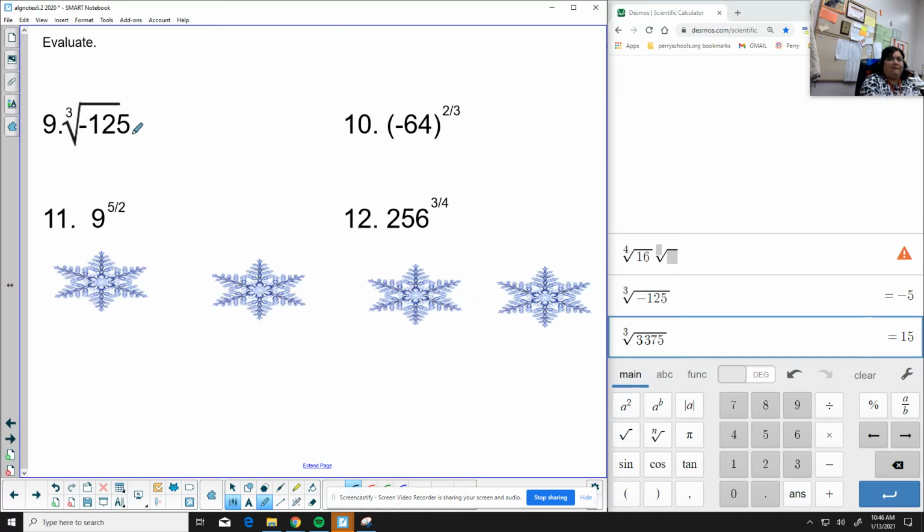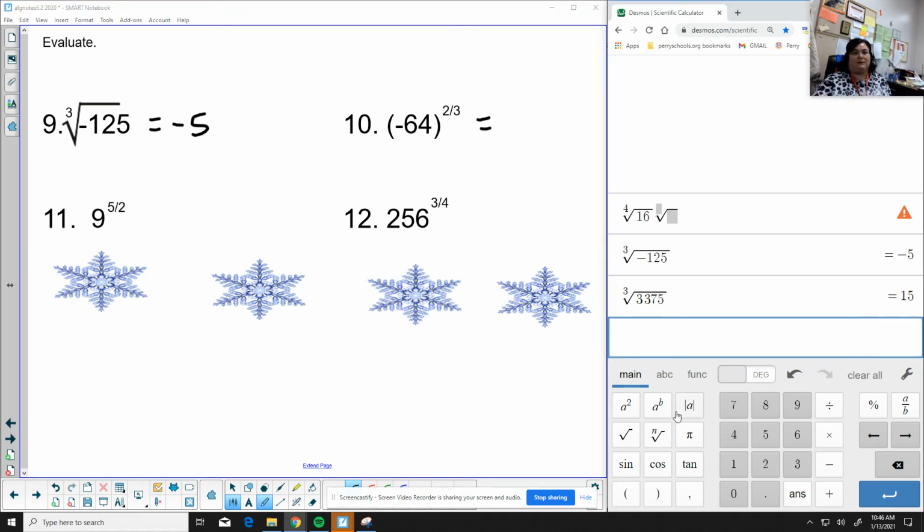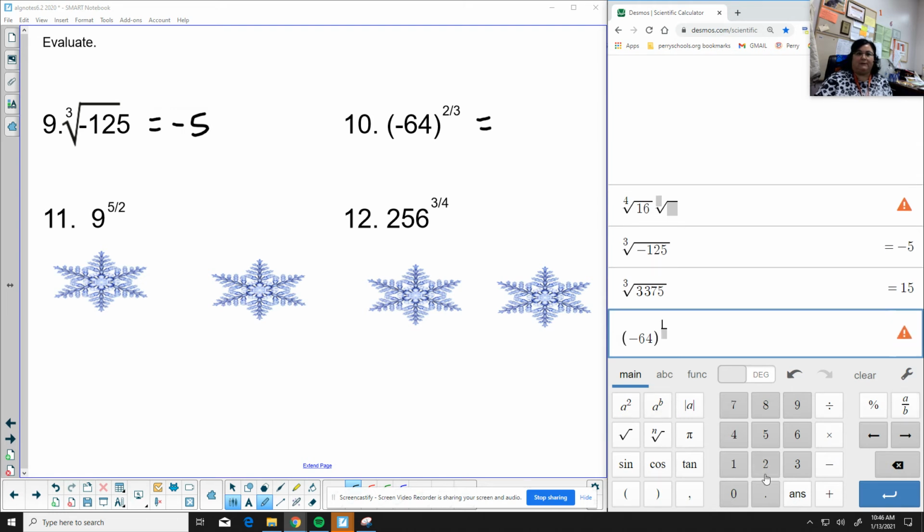All right, so now we're going to evaluate, and we actually did this one earlier on an earlier slide. So this is negative 5. I don't know what these other ones are, though, so let's type them in and see. So we've got a parenthesis, negative 64, a parenthesis again, and then we need to raise that. Can we put a fraction in there? I don't know. Let's see. 2 over 3. And that gives us 16.